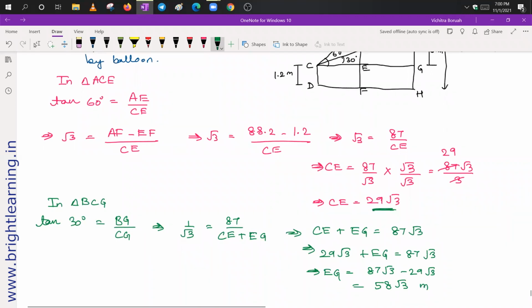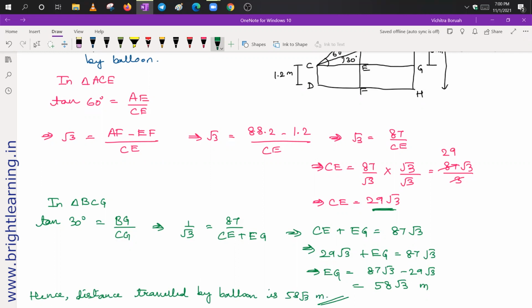So here you can write that, hence, the distance traveled by the balloon is 58√3 meters. This is the required answer here.